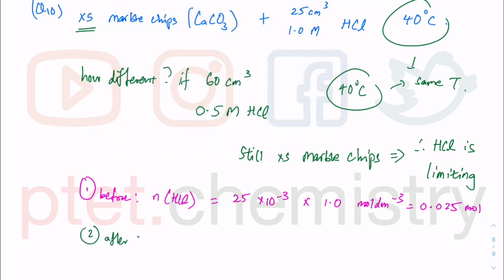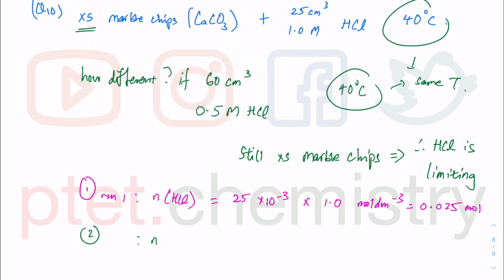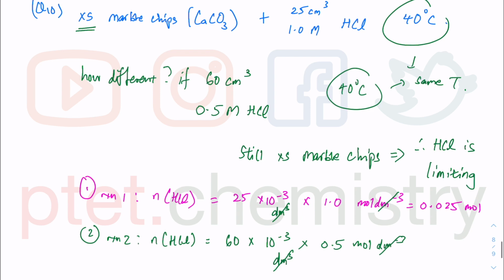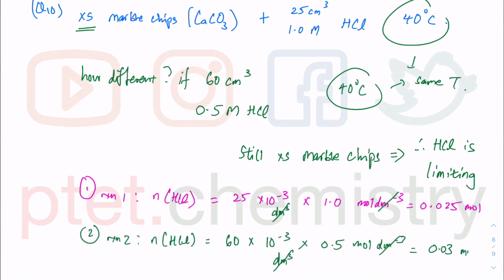Now on to the second example. In the new reaction, actually I should probably not use before and after. I should really use reaction 1 and then reaction 2 to indicate that it's a different reaction. But I have used a different volume, so 60 times 10 to the minus 3 to convert it to dm cube, multiplied by the concentration in mole per dm cube, which is 0.5. So dm cube and mole per dm cube. This gives me 0.03 mole.